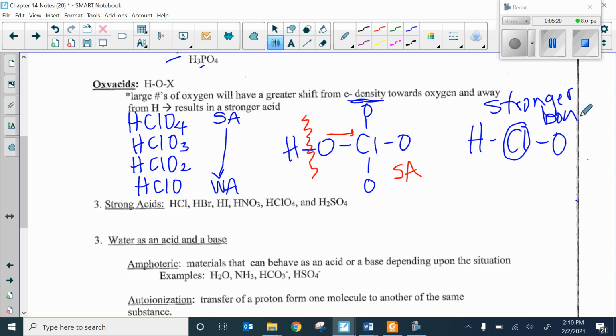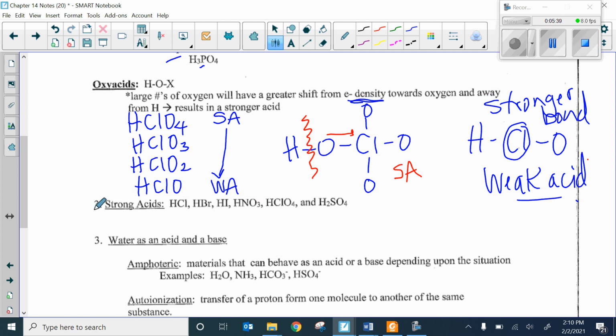And because it can't dissociate, that means it's going to be a weak acid. So all of us probably have vinegar at home. This is an example of vinegar. We can smell it. It doesn't dissociate very much. It's a weak acid, so it holds in that hydrogen.